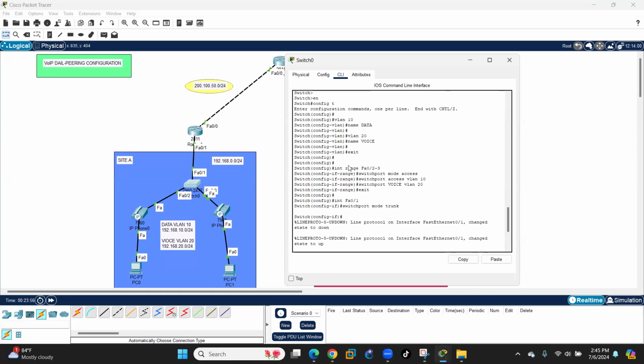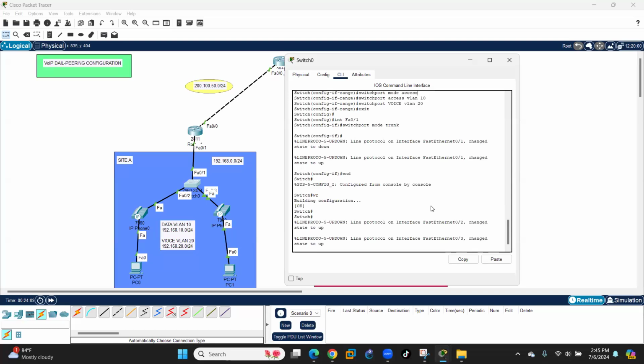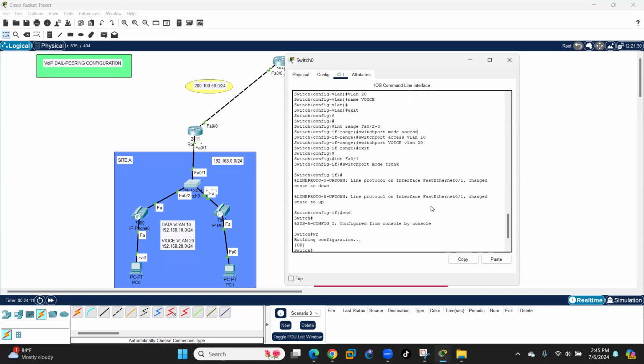So this is how you do your configuration. The first line is for the data, our normal regular one: switchport mode access, VLAN 10, which is for data. Then switchport voice VLAN 20. But can you exit and then type switchport, or do you have to type it together like this? You have to type it together. You don't exit in between.